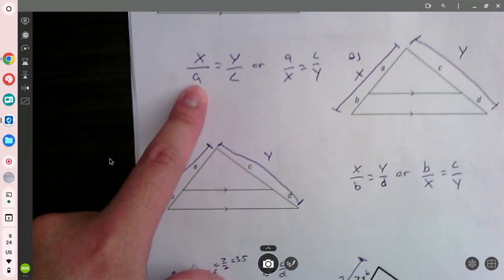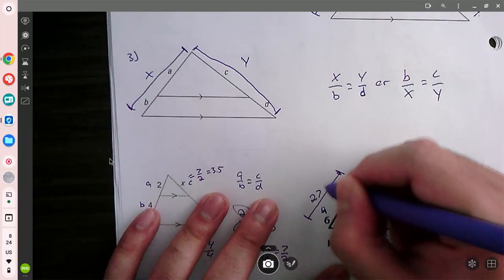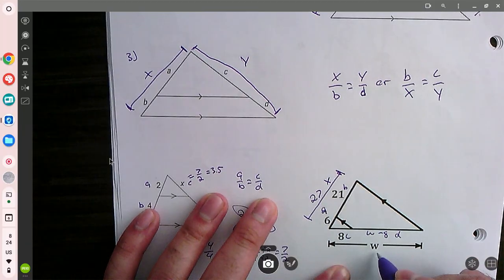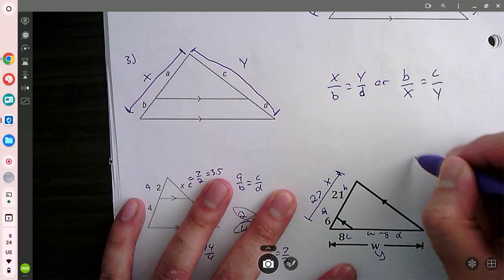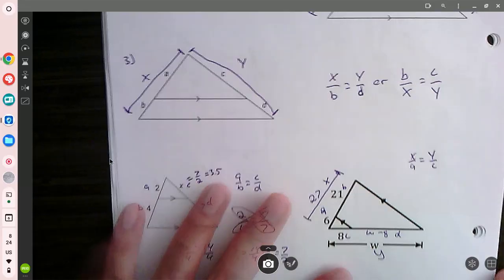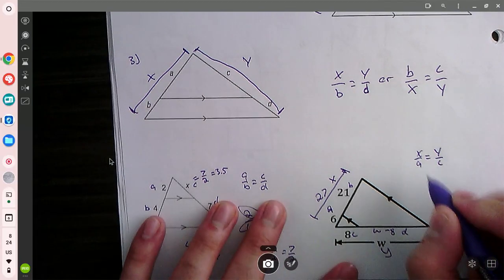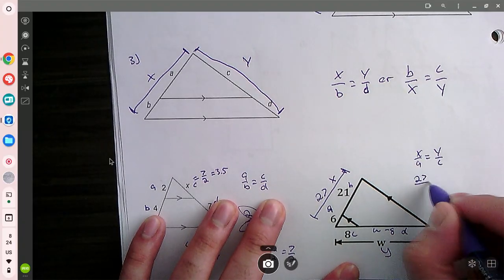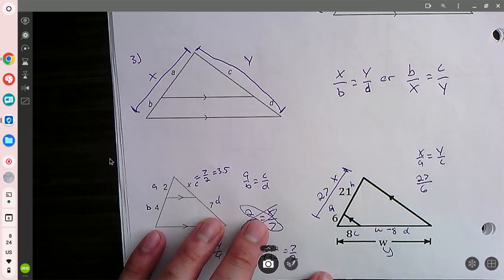So it'll be X over A plus Y over C. I'm going to make this 27 my X, and I'm going to make this W my Y. Okay, so we want X over A is equal to Y over C. My X, my whole distance added up, is 27. So we will have 27 over my A, which is 6.